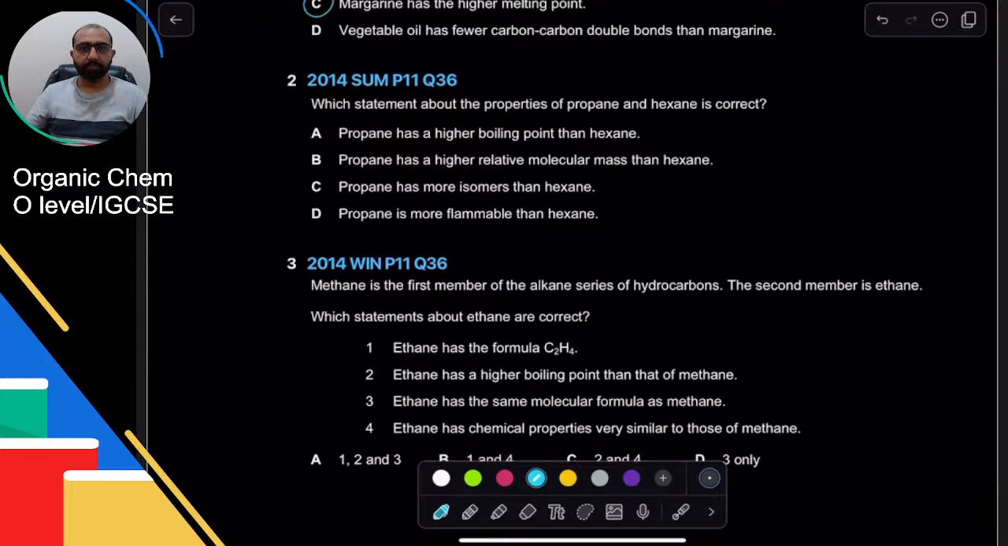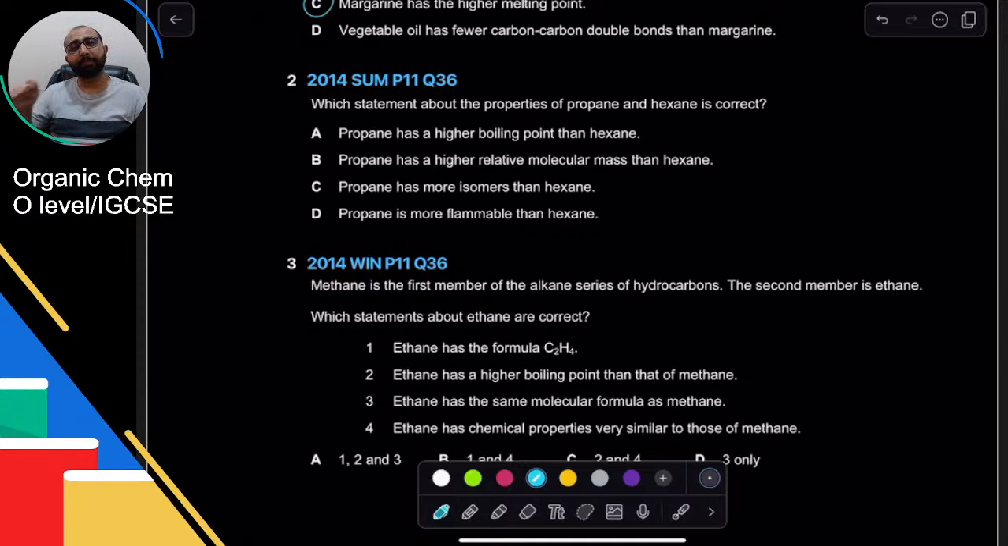Which statement about properties of propane and hexane is correct? So propane and hexane, they're both alkanes, in the same homologous series. Hexane is heavier, hexane is bigger, which means hexane has higher melting point. Hexane has stronger intermolecular forces. So compared to propane, we are seeing that the physical properties are showing a trend. So propane has a higher boiling point. No. Propane has a higher relative molecular mass. No. Hexane is bigger. Propane has more isomers than hexane. Again, a bigger molecule is more likely to have more isomers. So C is also wrong.